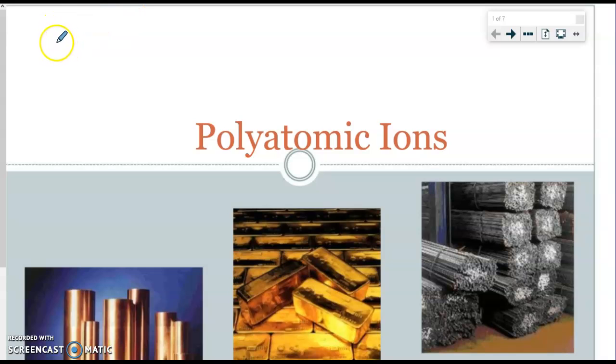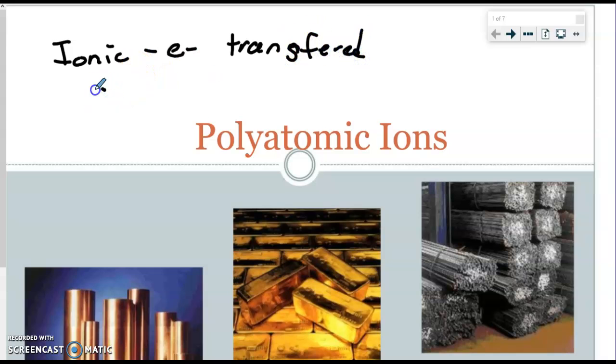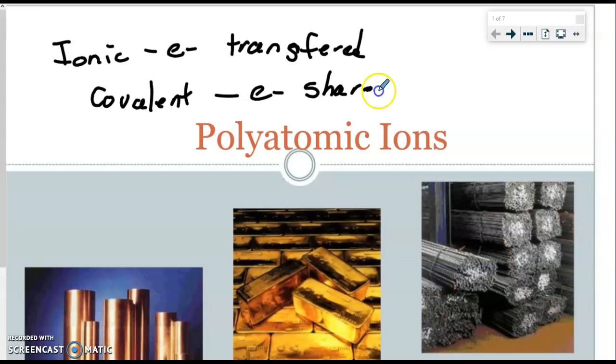Okay, let's try this. So we've taught ionic bonds, where the electrons are transferred. And we taught covalent bonds, where the electrons are shared. Well, there is a combo or combination of the two, which is polyatomic ions.